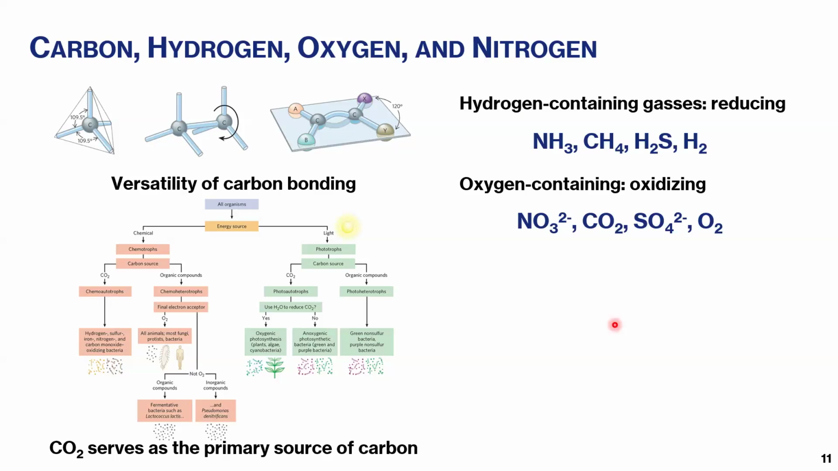Beyond their role in biomolecules, hydrogen and oxygen influence the redox potential of geological systems. They react easily with metals and other redox-active species, often driving key biological processes. In fact, hydrogen-containing gases are the most reducing and typically most reactive, for example ammonia, methane, hydrogen sulfide, and hydrogen, while the gases with oxygen are some of the most oxidizing.